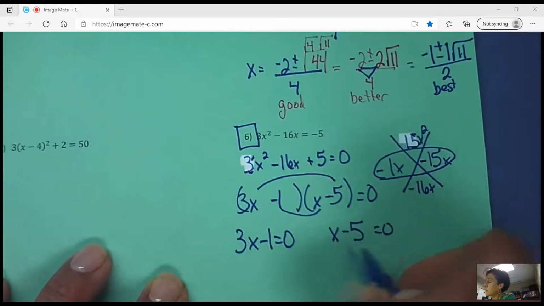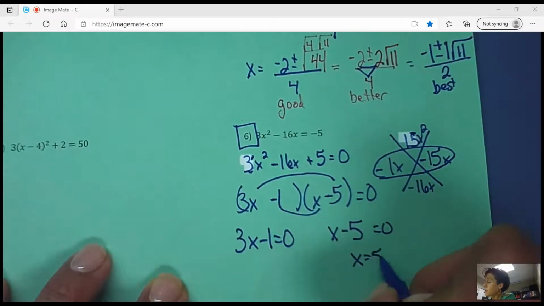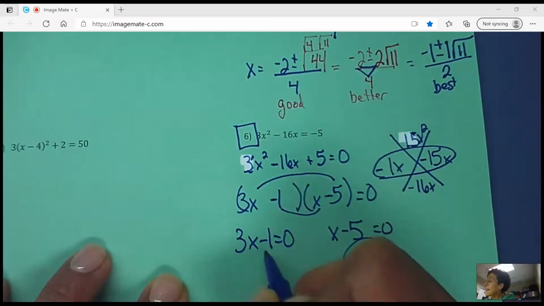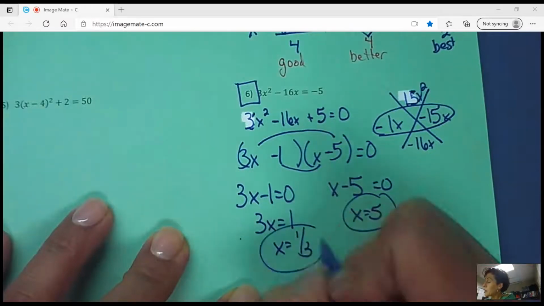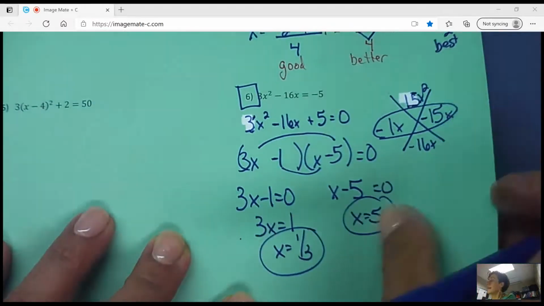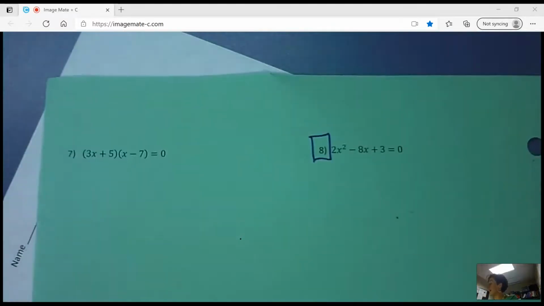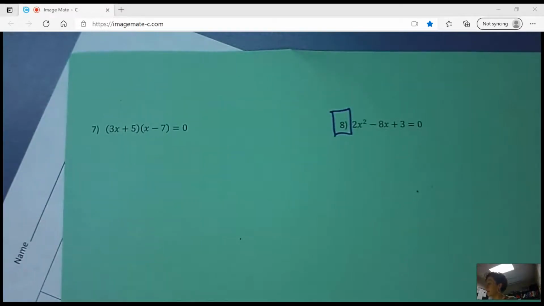Alright, so this one's our simpler one. Just add 5 over. So one of our two solutions is 5. And in this one, I'm going to add 1. And then I'll divide by 3. So my second solution is 1/3. Alright, let's flip to the back, and we got 2 more problems to do.